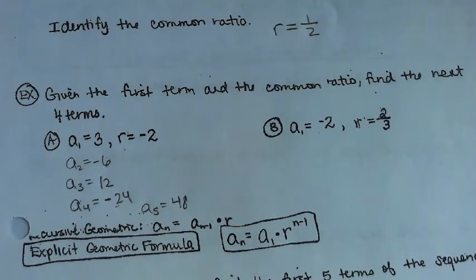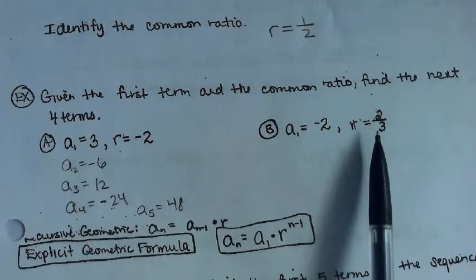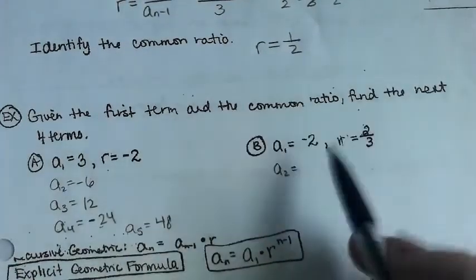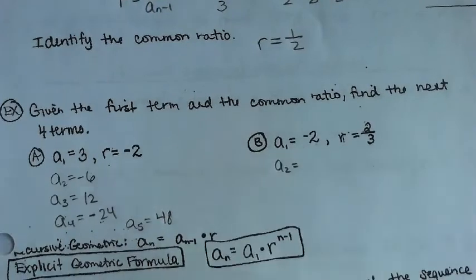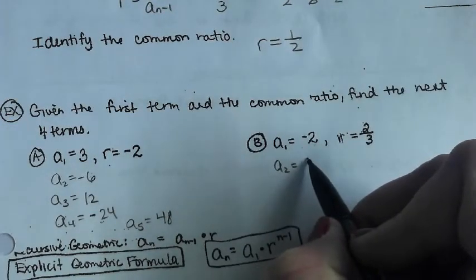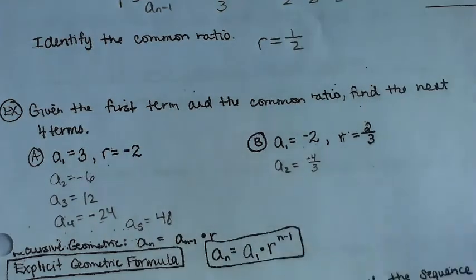Negative, positive, yep. B is a little bit tricky because we're multiplying by a fraction, and I know we don't love to do that. But what is -2 times 2/3? How many thirds? -4/3, very good. And that can't be reduced, so we're good with that.